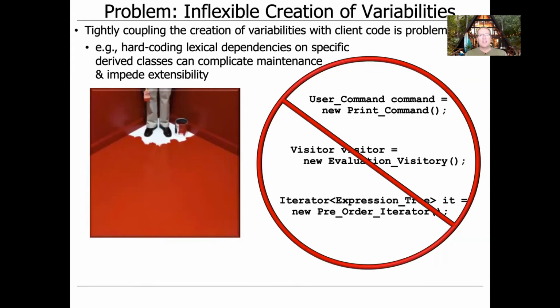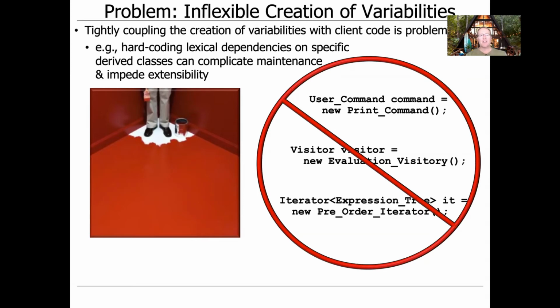So what's the problem here we're trying to avoid? Well, the problem here is we don't want to program ourselves into a corner. It's kind of the software equivalent of painting yourself into a corner, as I show here. You don't want to tightly couple the creation of something with its use. And if you take a look at what I show on the right-hand side of the screen inside the universal "don't do this" icon, you can see how we're going to encapsulate the print command. In this particular case, we would be making a print command or an evaluation visitor or a pre-order iterator. We'd hard code those things into the code.